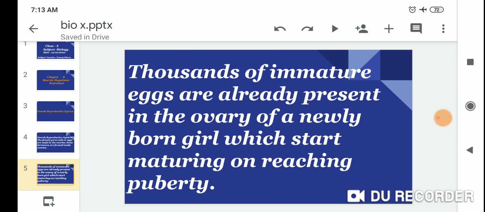Thousands of immature eggs are already present in the ovary of a newly born girl, which start maturing on reaching puberty.